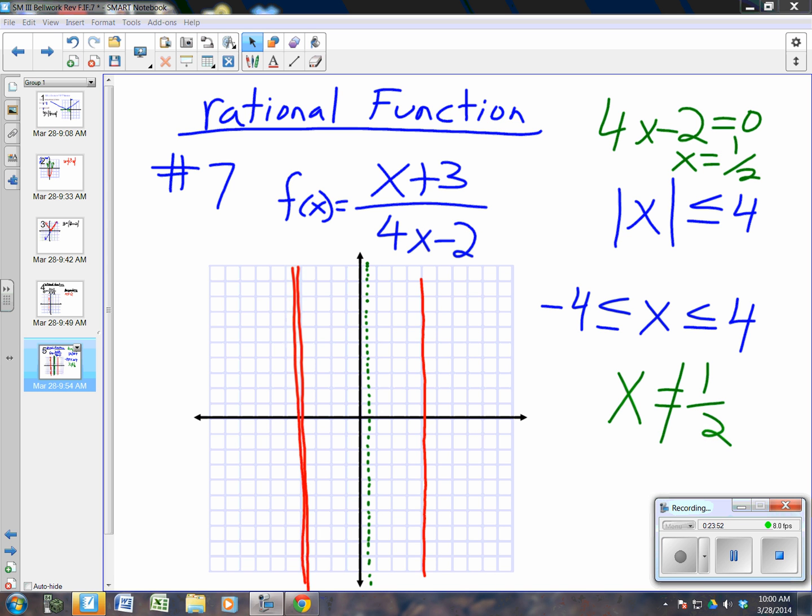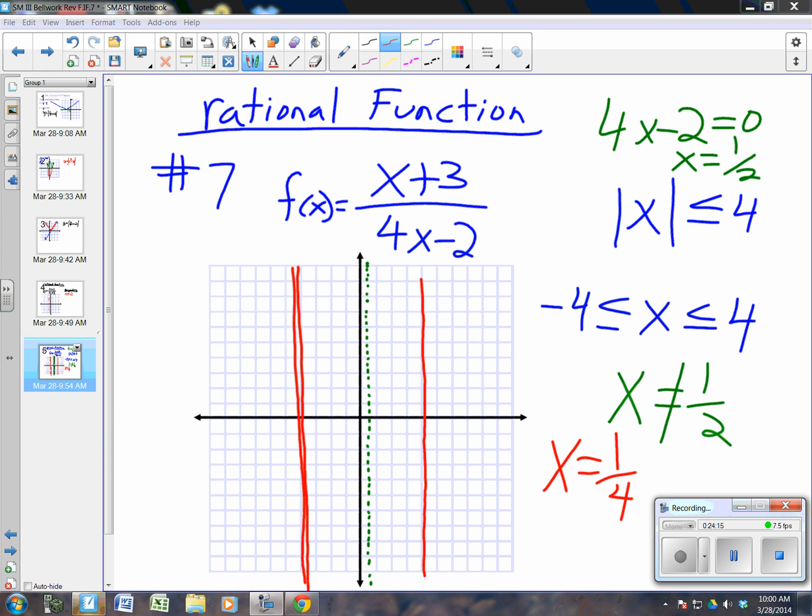The 3 is degree 0, right? So that's x. What's the coefficient of x? 1. Does everybody understand that? You have to look right here. The coefficient of this x is 1. What's the coefficient of the denominator? 4. If we divide 1 by 4, that's where the horizontal asymptote is going to be. So there's going to be a horizontal asymptote at x equals 1/4.